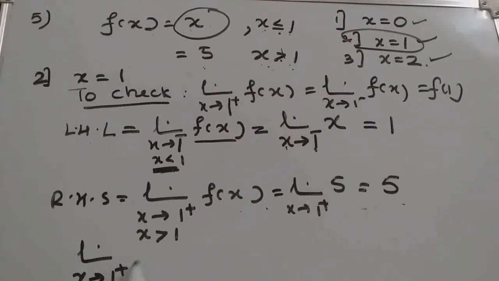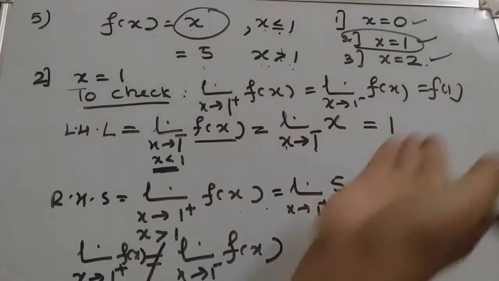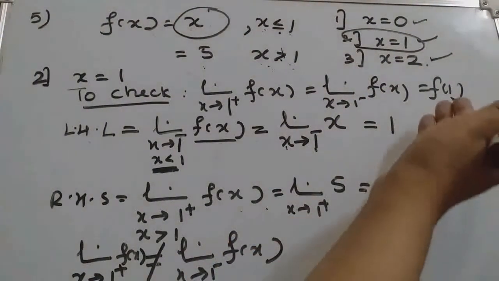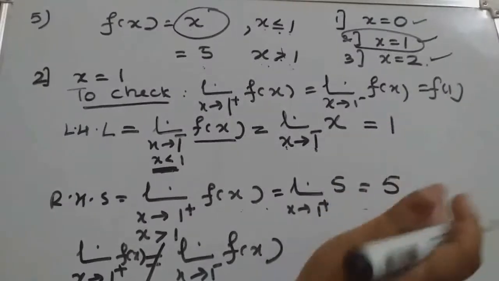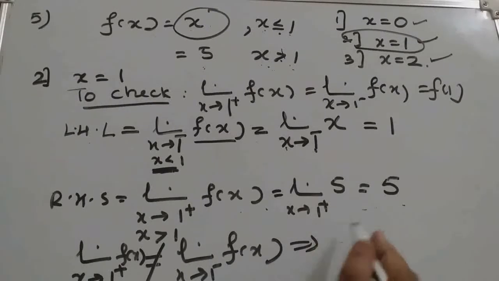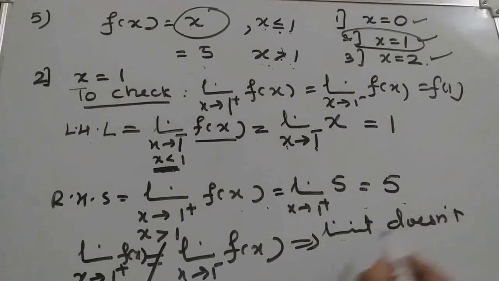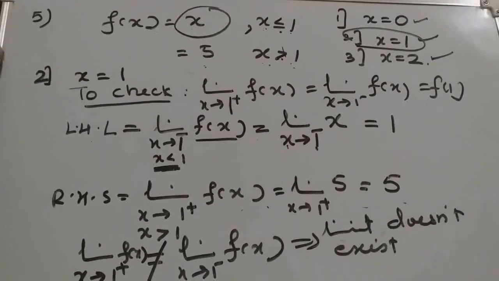Limit x tends to 1 plus of f of x is not equal to limit x tends to 1 minus of f of x. No need to check the f of 1 value, isn't it? Whatever f of 1 will be, we got both the limits unequal. That implies the limit does not exist. So the function will be discontinuous, the function won't be continuous.